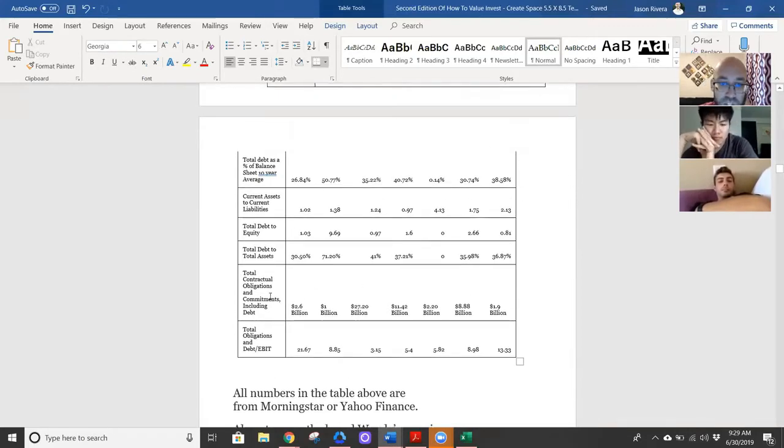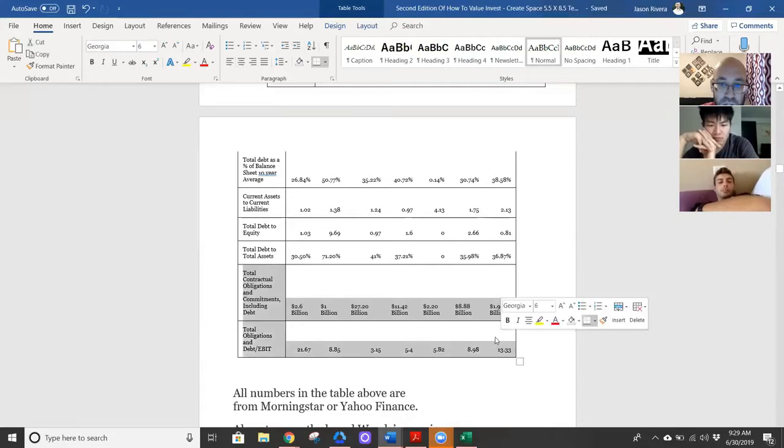Okay. So this is something I've never showed you guys either. These two right here are metrics that I came up with. Well, this one, the total obligations and debt divided by EBIT, is a metric I came up with. To me, this shows how much obligations and debt a company has compared to its profitability. So the higher this number is, the worse, or the more debt a company has relative to its profitability. So generally the worse that is, right? Correct?